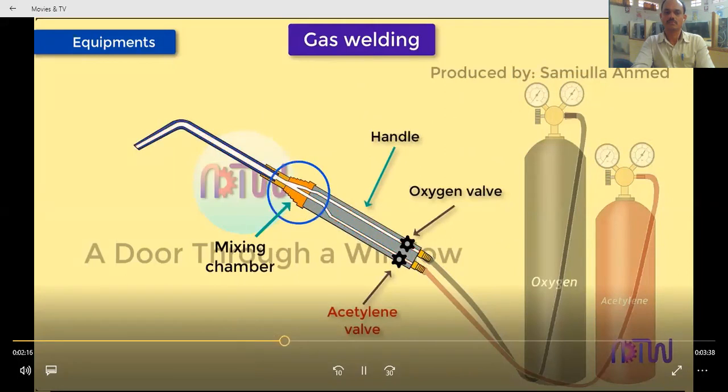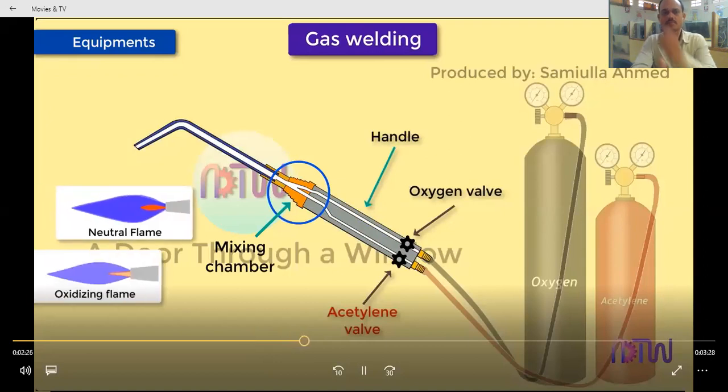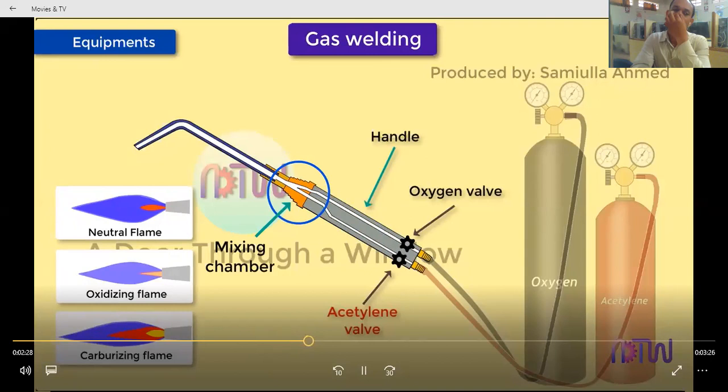Mixing chamber. In this chamber, oxygen and fuel gas are mixed. In this mixing chamber, the ratio of oxygen and fuel gas is mixed according to the type of flame required, such as neutral, oxidizing or carburizing flame.